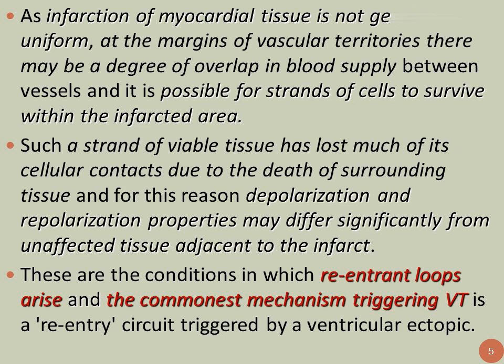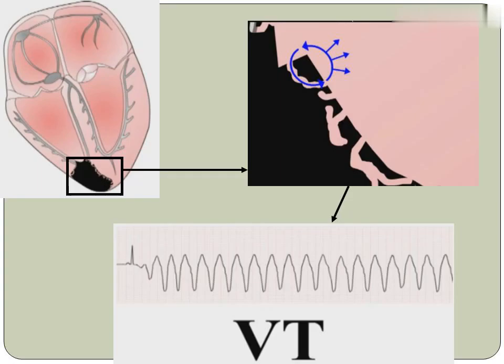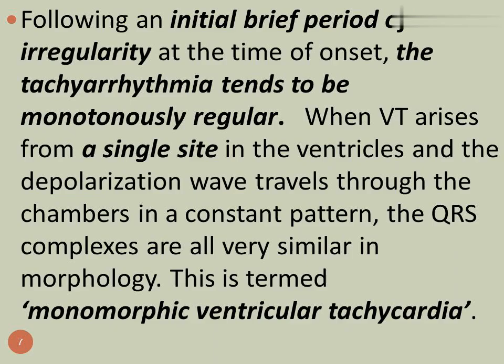These are the conditions in which reentrant loops arise, and the commonest mechanism triggering VT is a reentry circuit triggered by a ventricular ectopic. Following an initial brief period of irregularity at the time of onset, the tachyarrhythmia tends to be monotonously regular. When VT arises from a single site in the ventricles and the depolarization wave travels through the chambers in a constant pattern, the QRS complexes are all very similar in morphology. This is termed monomorphic ventricular tachycardia.